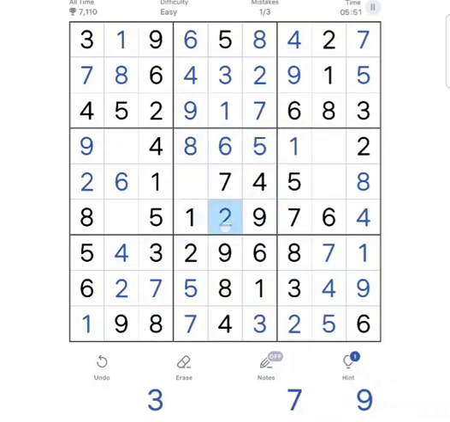Look at this box now. 1, 2. We're missing a 3. Look at this box. We're missing a 9. Look at this box. We're missing a 3. Since that 3 goes there, the 3 has to go down here. And then we have the 7.